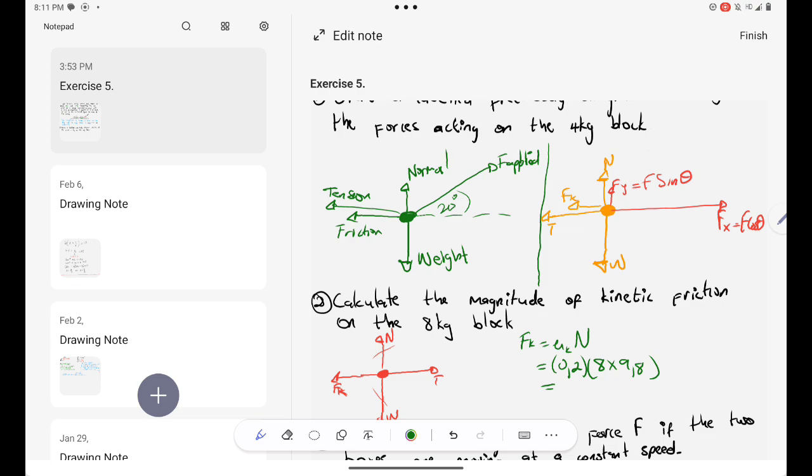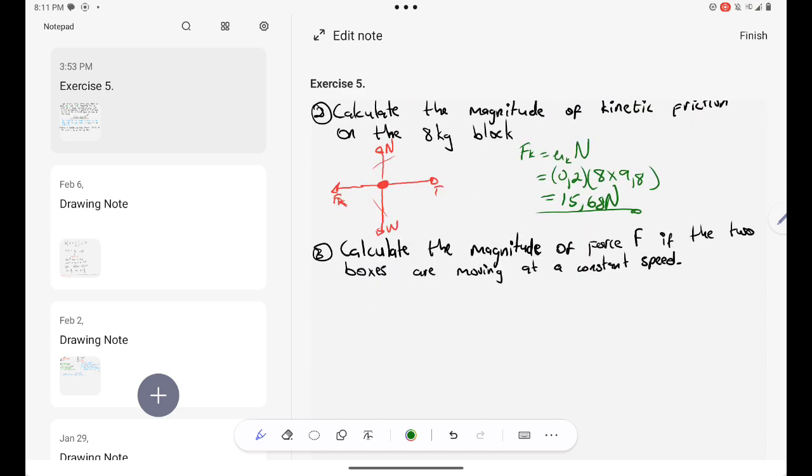This gives me the value of 15.68 newtons. This is the value of my kinetic frictional force. Okay. And then the third question, they want us to calculate the magnitude of force F if the two boxes are moving at a constant speed. Constant speed simply means that F net is equal to 0.